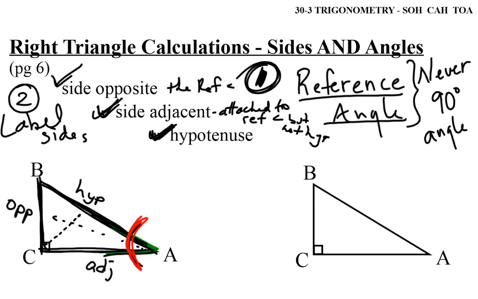So every question is going to have to start with these steps. Identify the reference angle. I like to always label the hypotenuse first, to be honest with you. Opposite the 90 is your hypotenuse. Opposite your reference angle is the opposite, and that leaves adjacent.